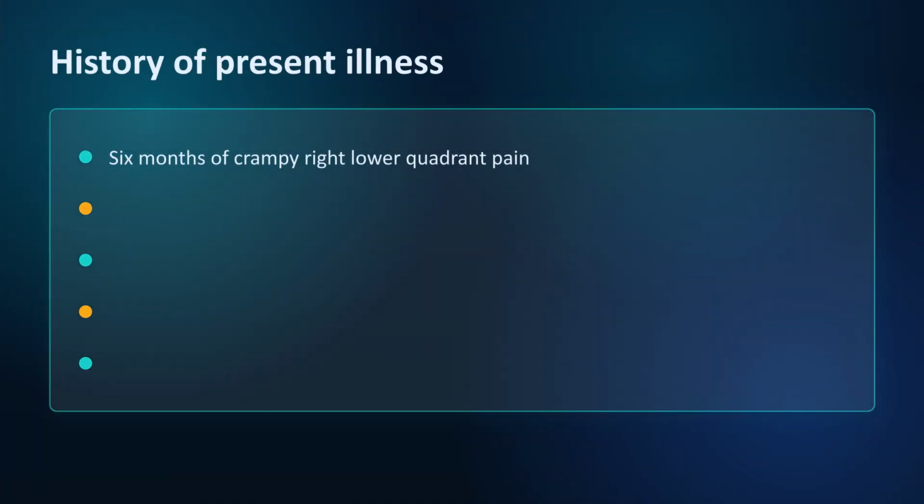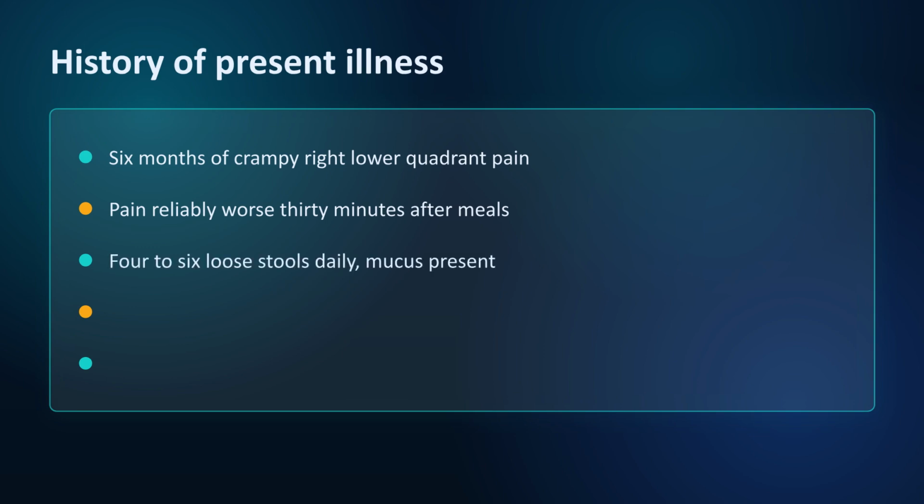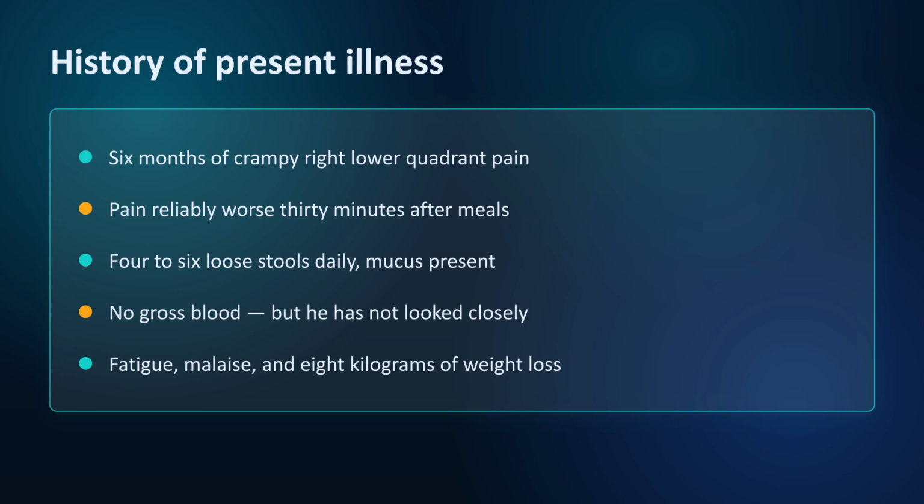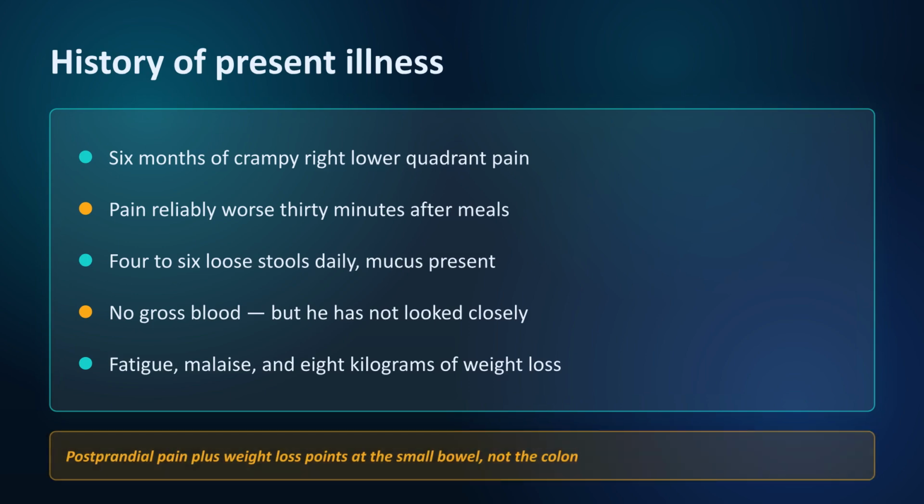6 months of crampy right lower quadrant pain, and here is the detail that matters. The pain reliably comes on about 30 minutes after meals. He has 4 to 6 loose stools daily with mucus in them. He has not seen gross blood, though he admits he has not looked closely, and he has fatigue, malaise, and 8 kilograms of unintentional weight loss. Now reason about that. Postprandial pain plus weight loss points you at the small bowel, not at the colon. Food is meeting resistance somewhere upstream. He also describes his stools as loose rather than watery, which fits an inflammatory rather than a secretory process.